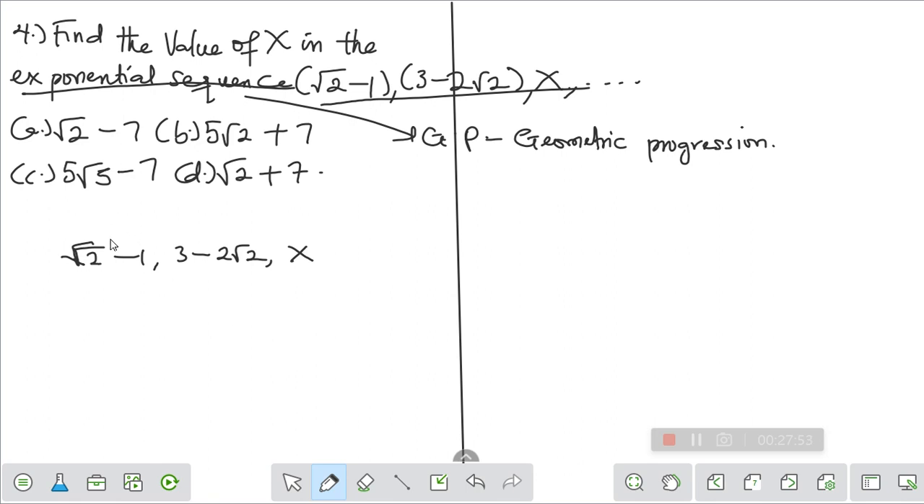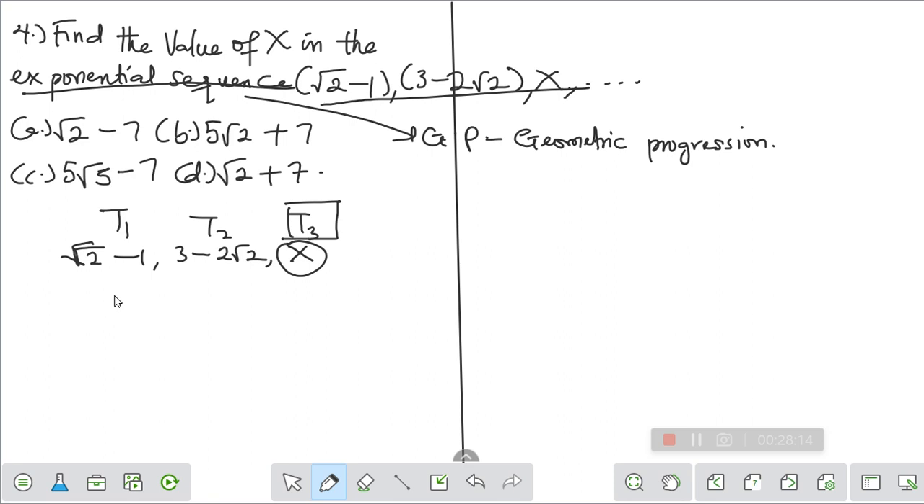So this is a GP, right? This will be your T1, this will be your T2, this will be your T3. Do you get that? Now, they ask you to find the value of x, so that means x is your T3.